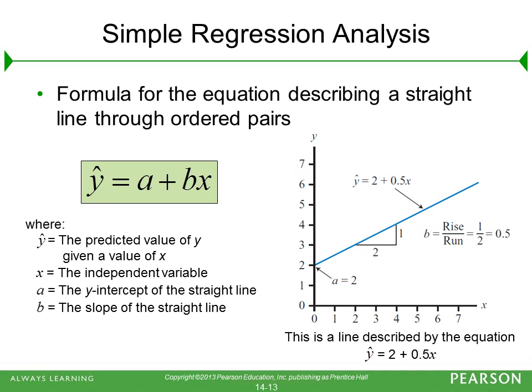So this is the regression equation. Y equals a plus bx. A is a constant value, b is the slope of the line, and x is the independent variable. So if you have a value of x, you can find out a given value of y using a simple regression.